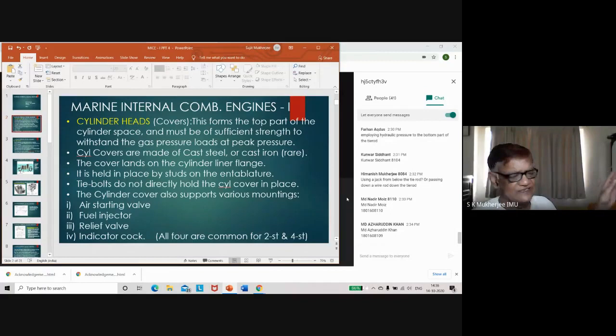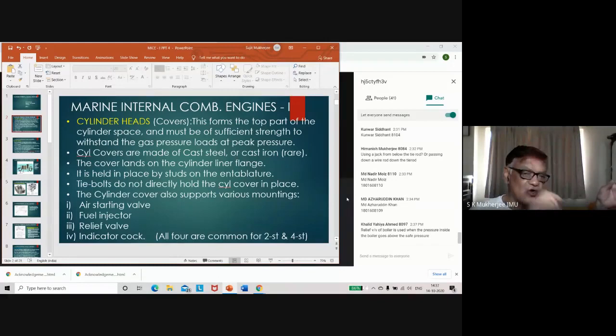It goes beyond the limit and your whole engine will rupture if water is inside the cylinder and you start the engine. So to make sure that there is no water, you open the indicator cock and turn the engine very slowly through the turning gear. The crankshaft rotates and the piston comes up. If there is any water, you will see it coming through the indicator cock, so you know there is some problem. Then you take it out. Normally nothing comes out, only air.